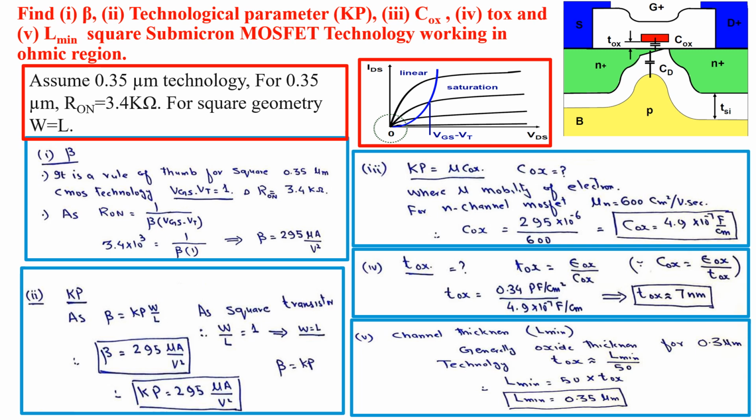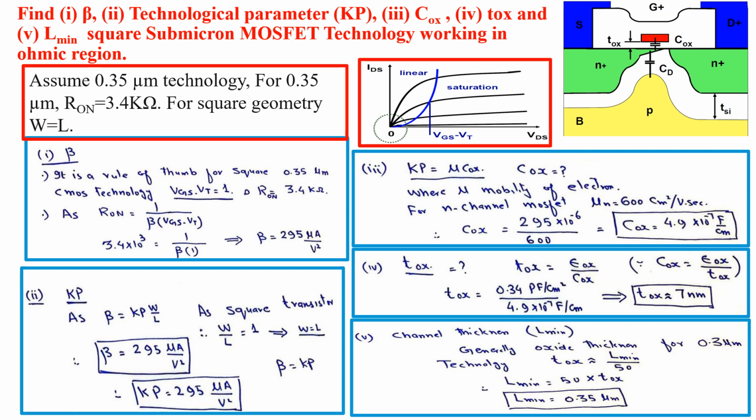And another important parameter they give is square. Square means that thickness, length, and width are more or less constant, and W is equal to L because it is a very small channel length. So we assume that width and length are nearly equal. So now we have to determine all these parameters.